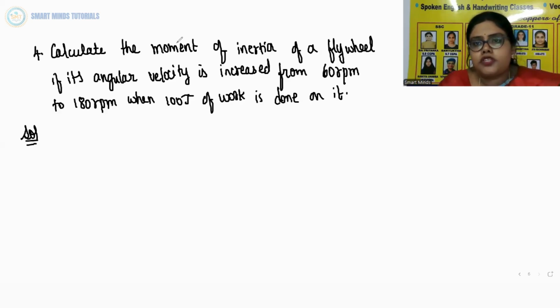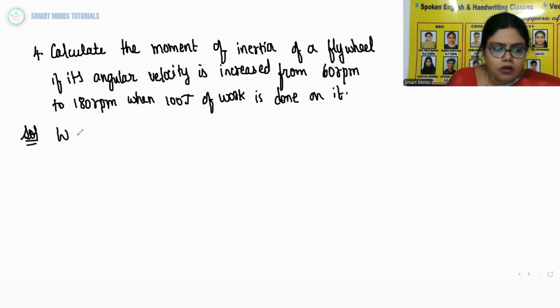Now take this question. Calculate the moment of inertia of a flywheel if its angular velocity is increased from 60 rpm to 180 rpm when 100 joule of work is done on it. So first let us write down what is given to us. Work done is 100 joules. And angular velocity is denoted by omega 1, that is 60 rpm.